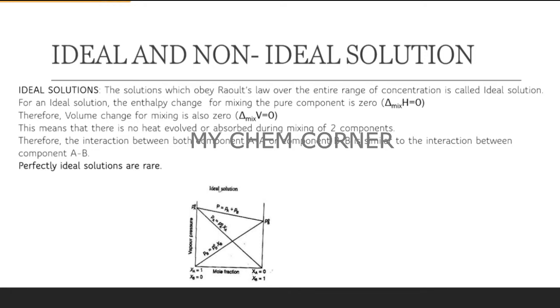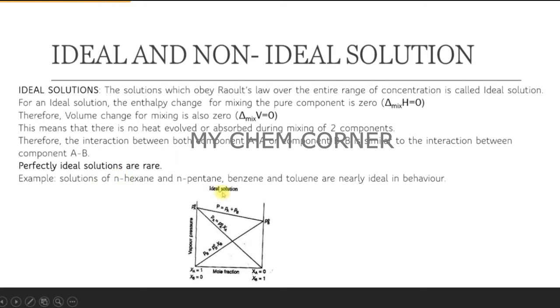So that means to say perfectly ideal solutions are rare because we've all learned that when we mix two solutions, there is at some point energy evolved or energy absorbed. So to find a perfectly ideal solution is a rare concept. Now an example of a solution that obeys nearly ideal behavior, we can't say exact ideal behavior, but nearly ideal behavior, is a mixture of n-hexane and n-pentane or a mixture of benzene and toluene. These are nearly ideal, they are not perfectly ideal.